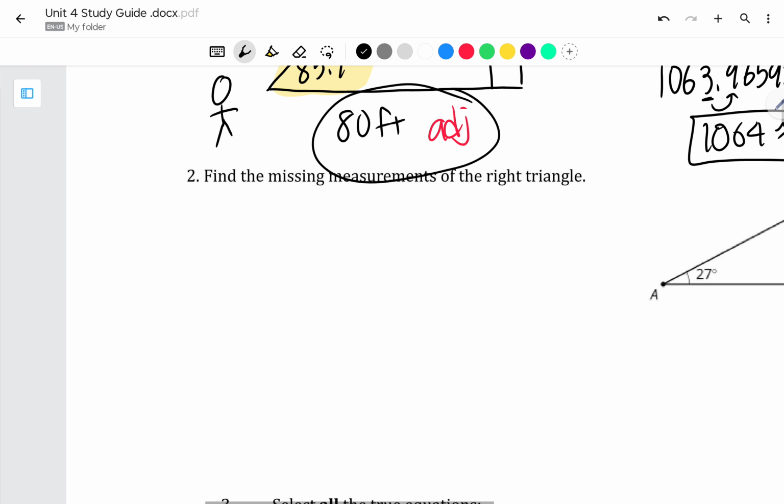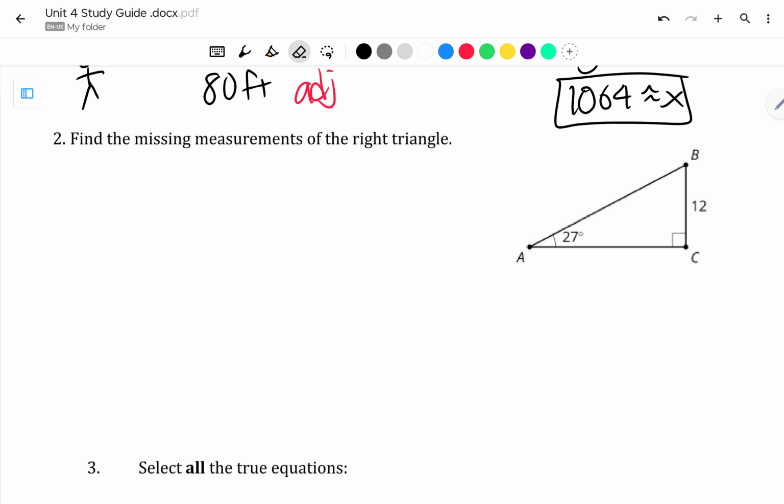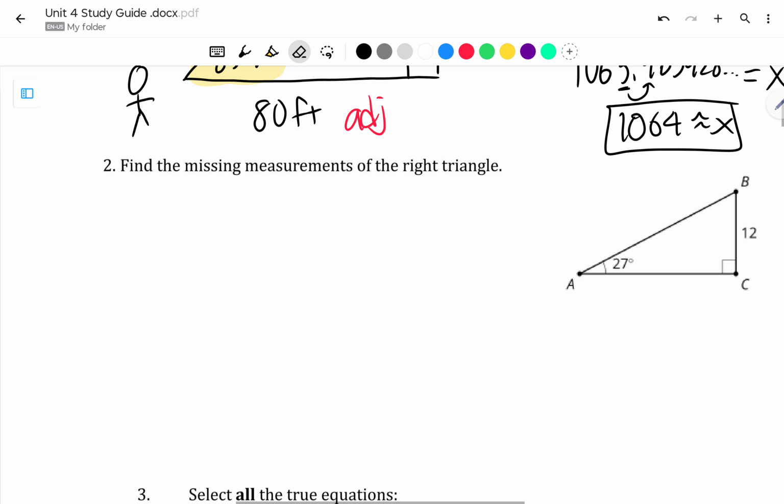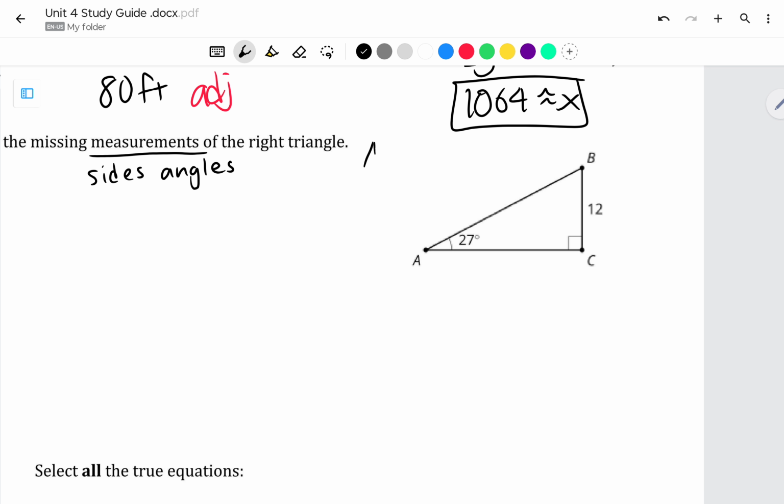Okay, let's move on here. So same thing here, number 2, find the missing measurements of the right triangle. It says missing measurements. So when it says that, that means I need to find all of my sides and angles. So what are we missing here? I'm missing AB. What is AB? Let's call it X for now. What is AC? I don't have AC. Let's call that Y. And I'm missing angle B. Let's call that theta.